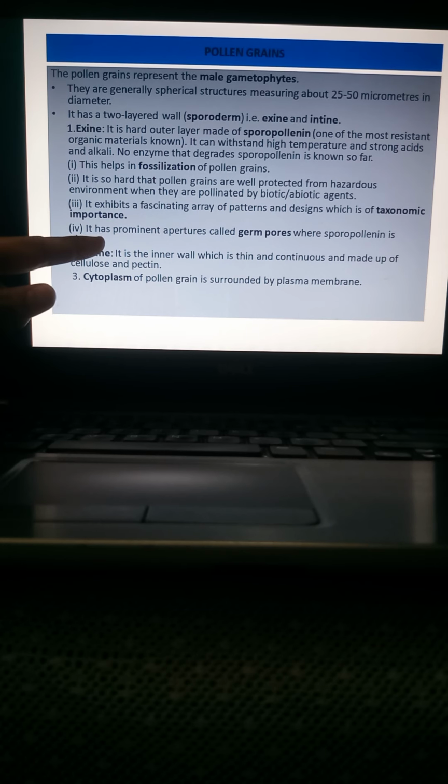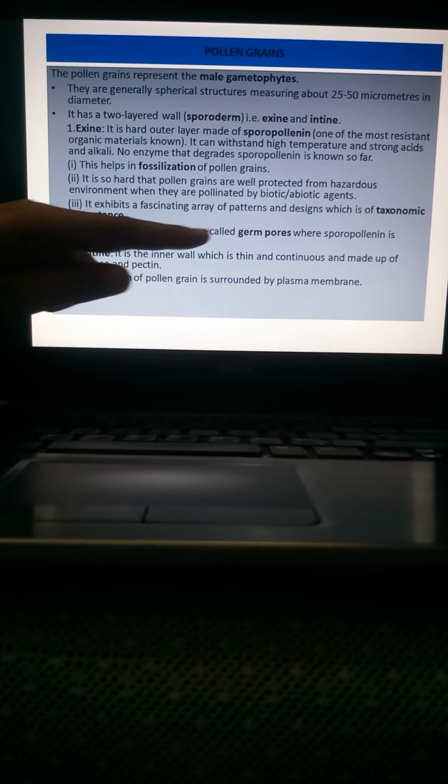Pollen grains have minute apertures which are called germ pores where sporopollenin is absent. That is, if sporopollenin is such a hard material and it cannot be degraded, then how will the male gametes pass out through the sporopollenin and fertilize the female gamete? It is because at some places in the pollen grain wall sporopollenin is absent. Those points are called germ pores, and it is through these germ pores that the pollen tube emerges and it enters the style and then the ovary, and then the process of double fertilization takes place.